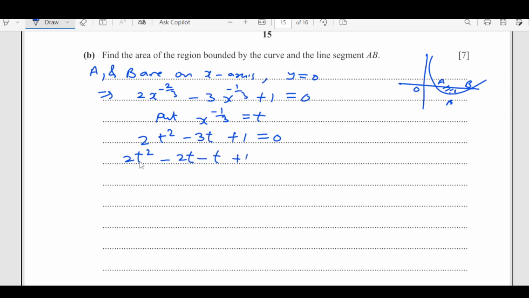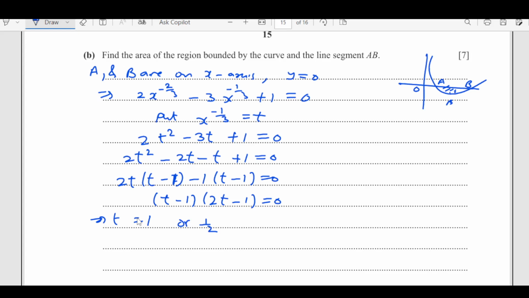2t minus 1, t minus 1 equals 0. So t minus 1 and 2t minus 1 equals 0. So from here we have t is equal to 1 or t is equal to half, right? So once we got the t, we convert the value of x from this equation here. x power negative 1 over 3 is equal to 1 and x power negative 1 over 3 is equal to half. So cubing both sides, we are going to get here x as 1 and here we are going to get x as 8, right? So x is 1 and 8, we got it.